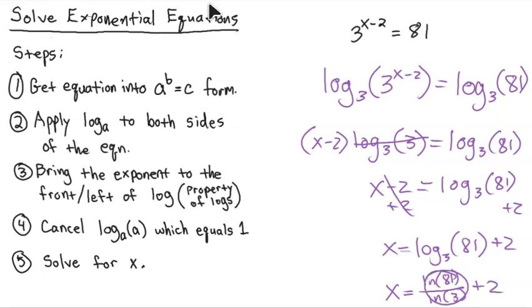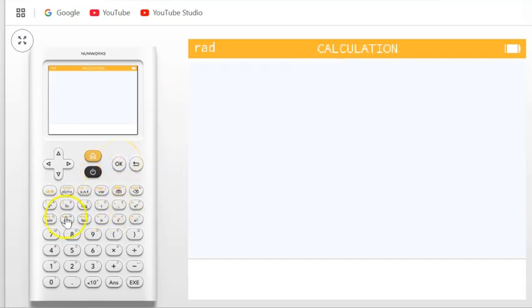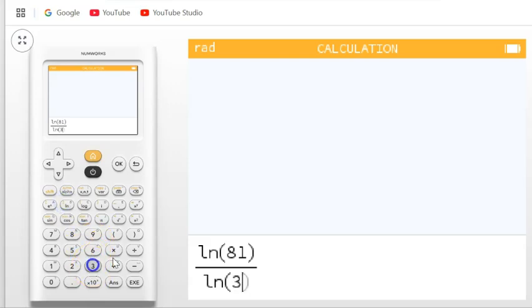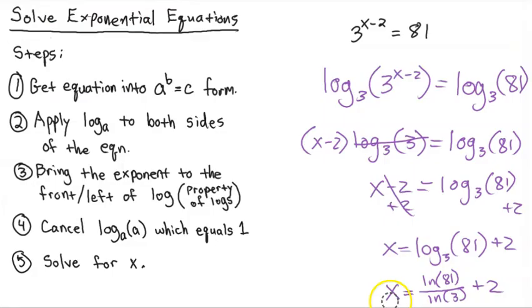Now we can key this into a calculator. I'm going to go over to the NumWorks calculator. We're going to open up the calculator and type in natural log of 81, close parenthesis, divided by natural log of 3. Then we press execute, and we can see that the answer is 4. So now we know that x is equal to 4 plus 2, and 4 plus 2 is 6. And so our answer is 6.